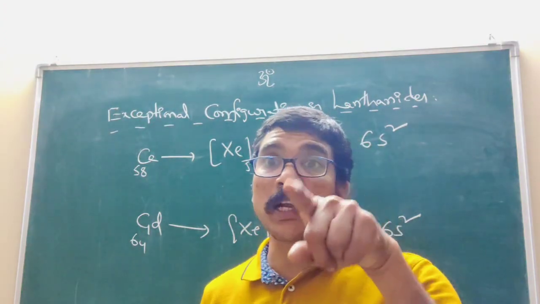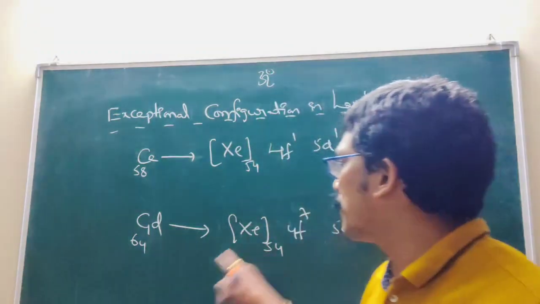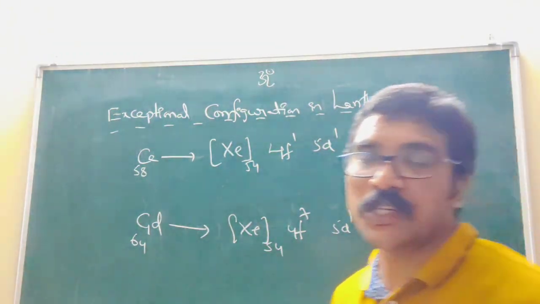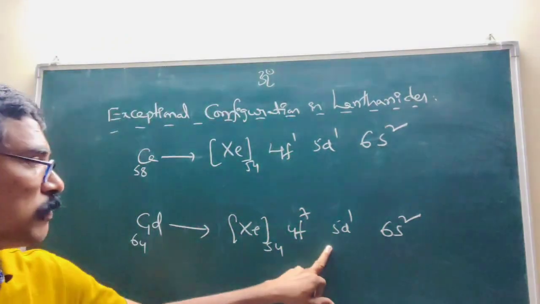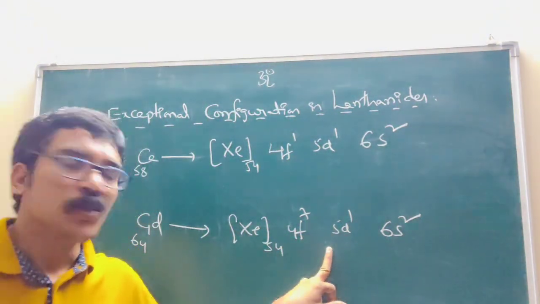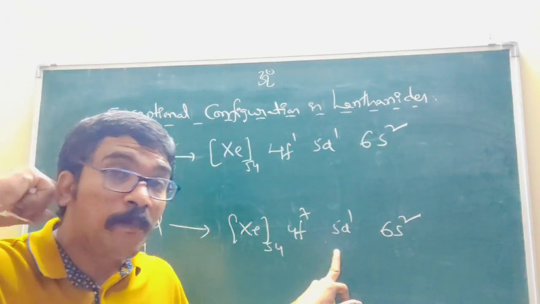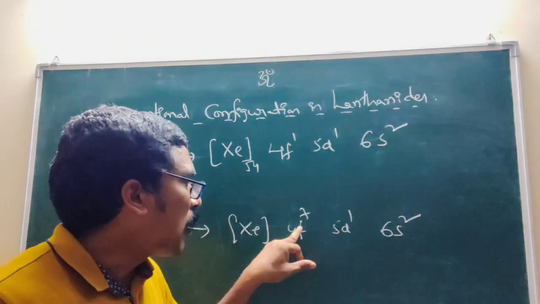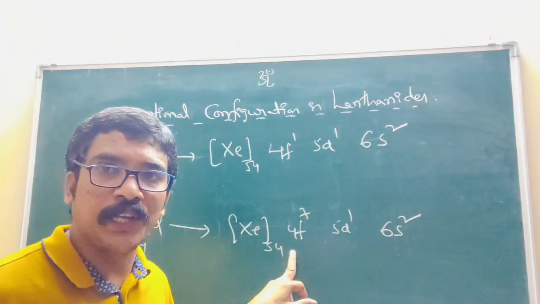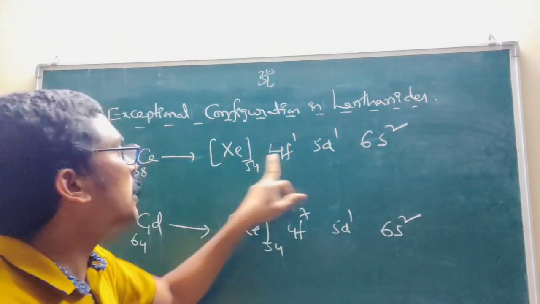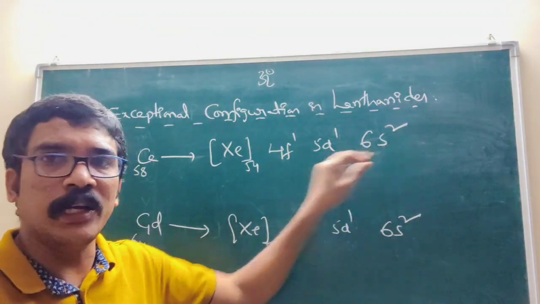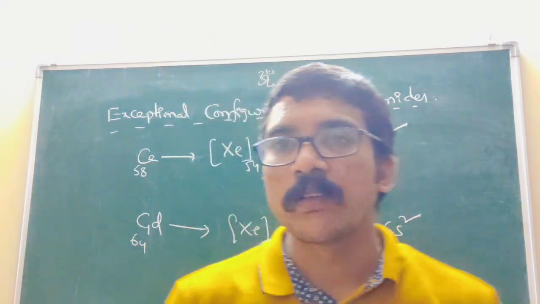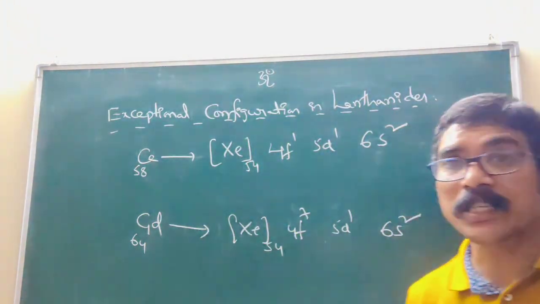Gadolinium also has 4f7 configuration, but one electron is an exception. So gadolinium in the +3 oxidation state has a half-filled configuration. It is stable. Cerium in the +4 oxidation state has noble gas configuration. It is stable. So therefore, this is the exceptional configuration.